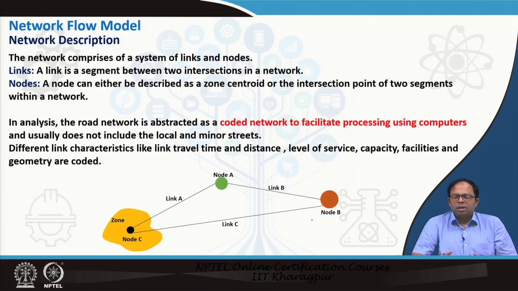So, we do some calculations, sometimes matrix calculations, which can be processed in computers faster, and that is why we also do not include local and minor streets, to reduce the overall complexity of the network. Different link characteristics like link travel time, distance, level of service, capacity, facilities and geometry are coded into the network that we design.